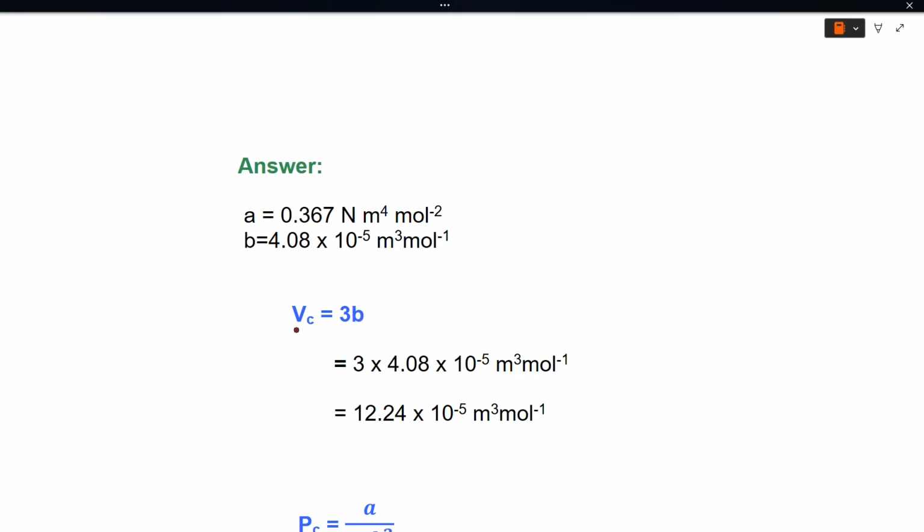And first we will be seeing Vc. Vc is equal to 3B, that is the expression. Now, that means Vc is equal to 3 into B. B means 4.08 into 10 to the power minus 5 meter cube mole inverse. So, multiplying that you will be getting it as 12.24 into 10 to the power minus 5. There is no change in unit, it is meter cube mole inverse.